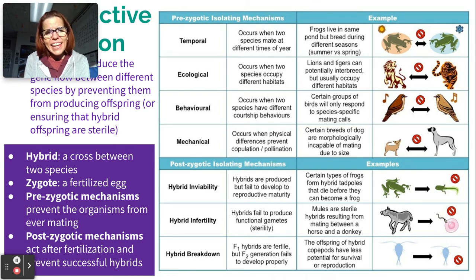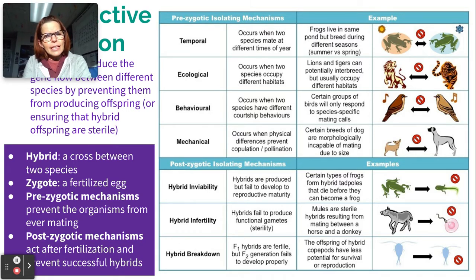Behavioral is one of my most fascinating ones. Behavioral is especially common in birds, where two species live right near each other, eat the same foods, nest in the same ways, but if they don't sing the right song, they never mate with each other. So their songs are very specific, or they have special mating dances. And if they don't dance the right dance, they don't get mated with. So that's what separates these species. And then mechanical refers to just not being able to physically fit together in order to mate. So the example here is the Great Dane and the Chihuahua. They are mechanically isolated from one another.